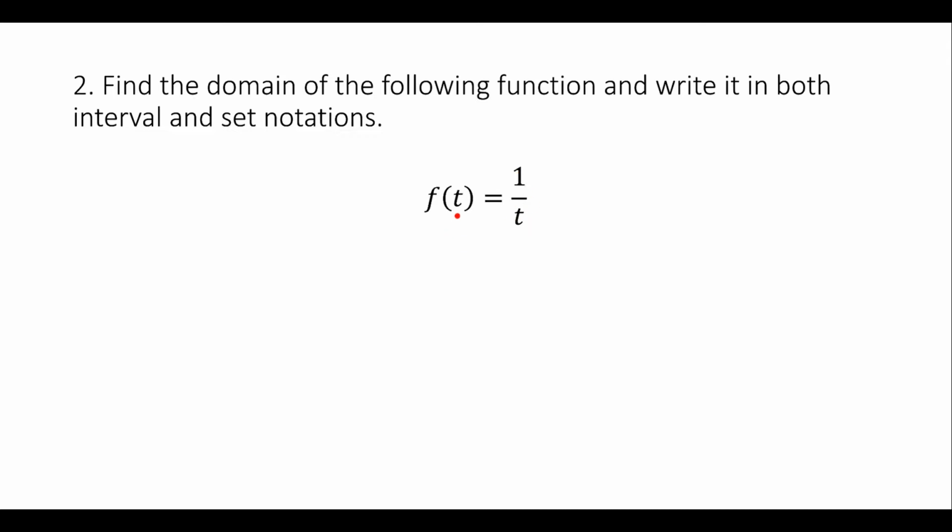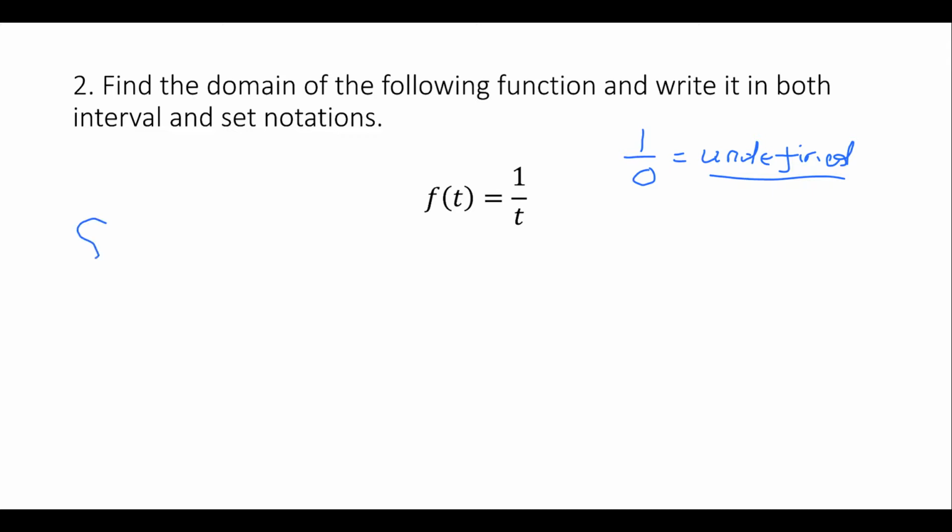But can I possibly have t equal to 0? That would be really problematic, because remember, anytime that I try to divide by 0, so 1 divided by 0, that's undefined. So that means that I can use any real value for t that I can think of, except for 0. Because as soon as I make t equal to 0, I'm going to have an undefined result. So what does that mean? That means that the domain is everything except for 0.